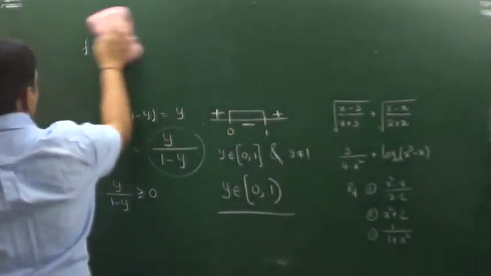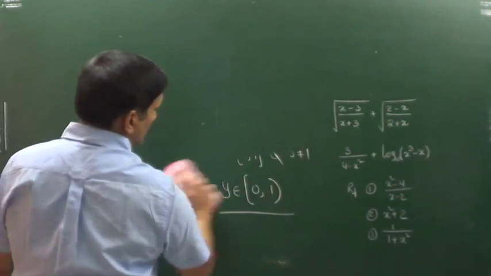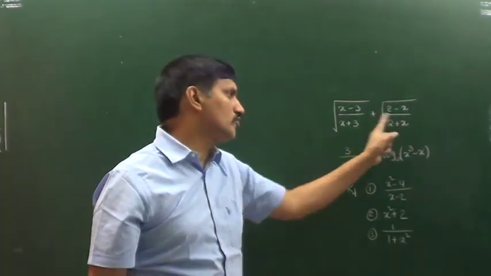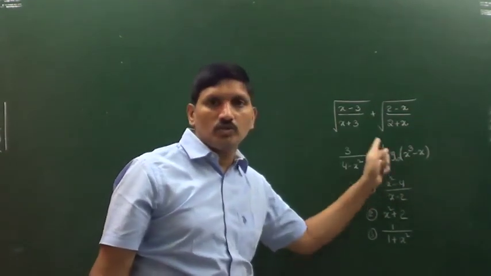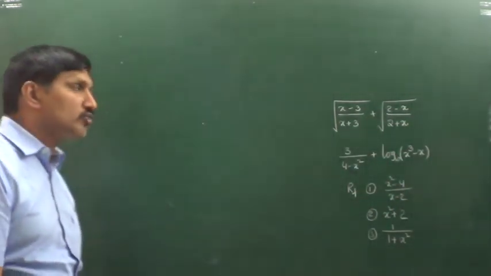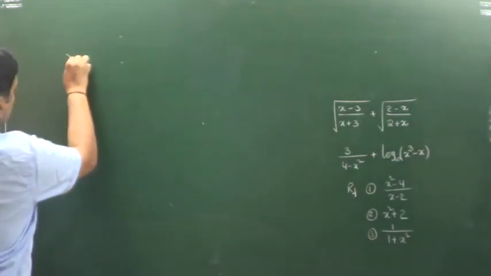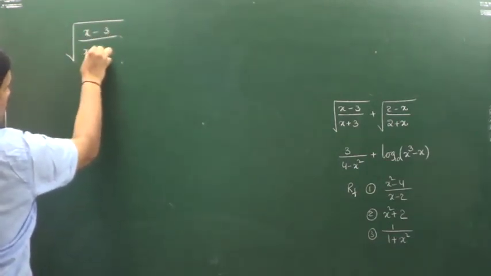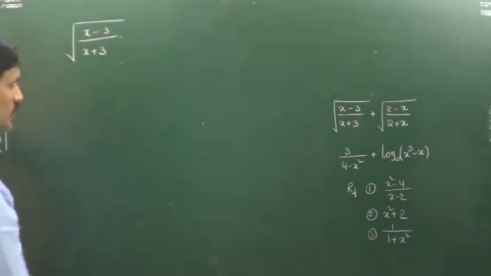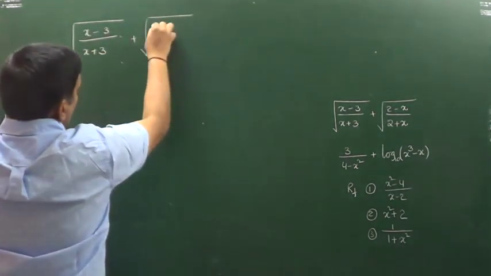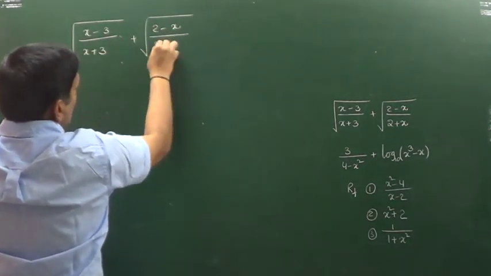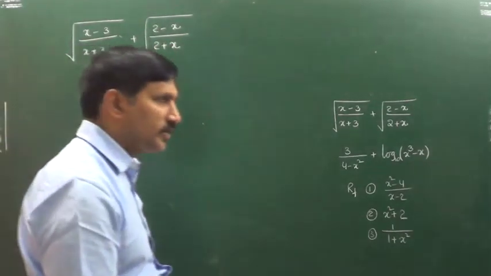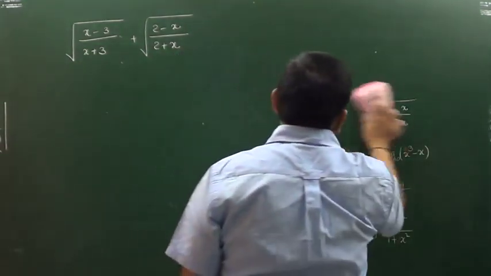I have given some problems on domain and range as homework, but there I haven't given a problem on the sum of two functions. So when a sum of two functions is there, how to find the domain, I discuss that here. Earlier we discussed a few examples, but again to make you perfect: root of x minus 3 divided by x plus 3, plus root of 2 minus x divided by 2 plus x. We have to find out the domain for that particular function.